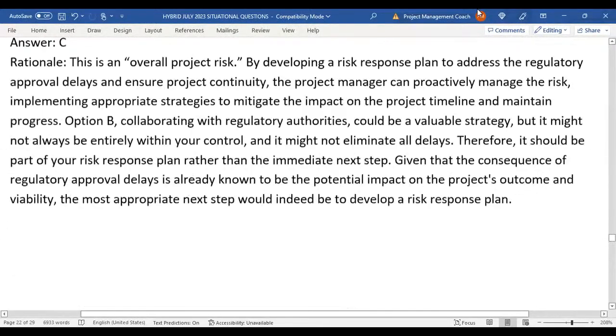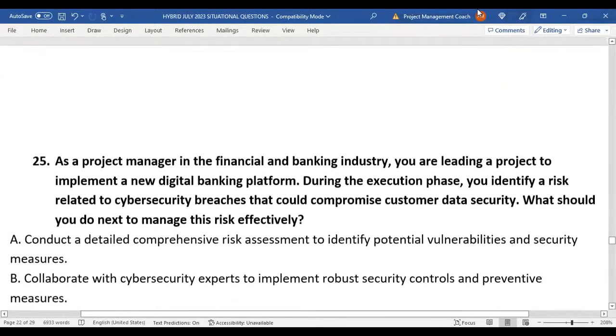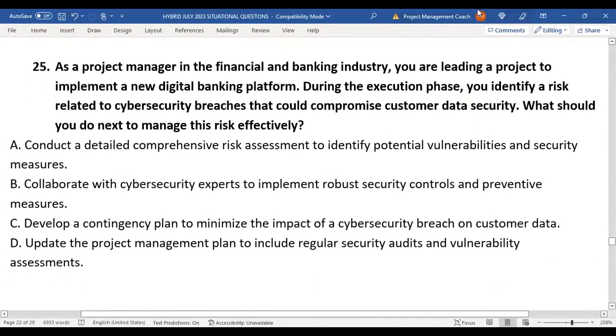All right, these questions, like I said, are a cut above. They make you think, and they are definitely a whole lot more difficult. They up the ante, but it puts you in that exam state of mind. Question 25. As a project manager in the financial and banking industry, you are leading a project. I'm going to let you read it just so that you get into the character of the exam, and I'm going to let you spend some time thinking of how to answer it. I'll give you some time differently this time.